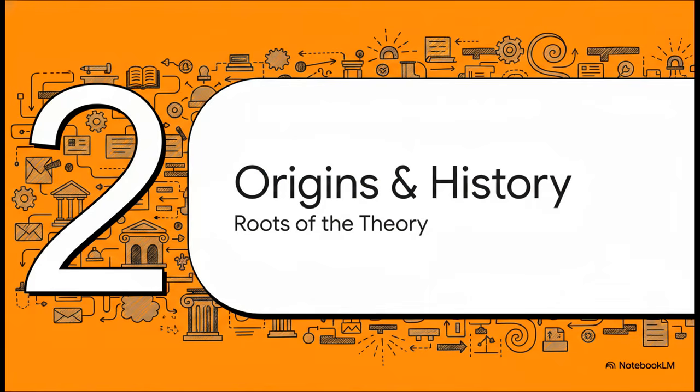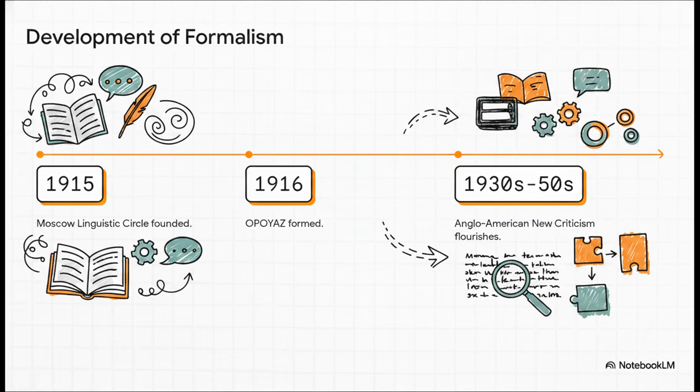Section 2. Origins and historical development. So where did this intense, hyper-focused toolkit actually come from? The development of this theory actually follows a really fascinating linear timeline. It kicks off in the early 20th century with the Russian formalists, specifically groups like the Moscow Linguistic Circle, founded in 1915, and Opoyaz in 1916. Their whole goal was to figure out what exact linguistic properties separate literature from just ordinary talking.